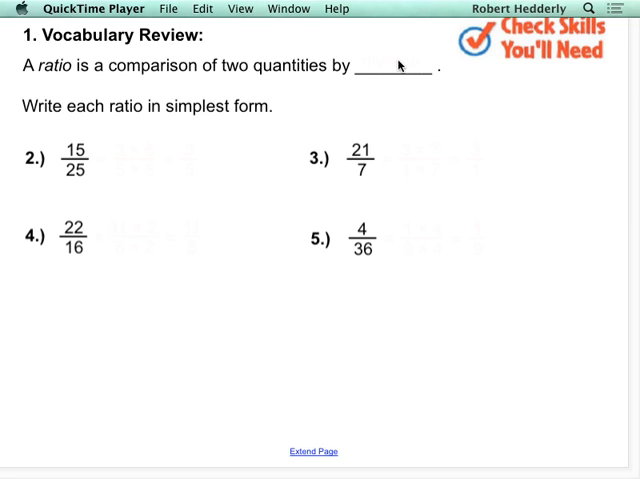Number 1. Got a guess? A ratio is a comparison of two quantities by. Amari, what do you think it is? Nope. Zainab, what do you think it is? Ben, you got an idea? A colon. No. Well, that is one way to write a ratio.